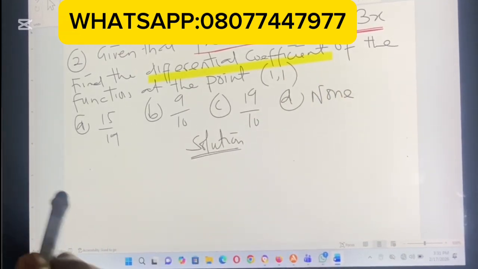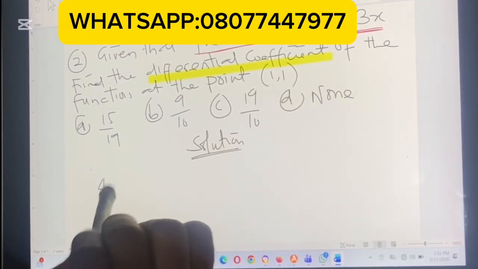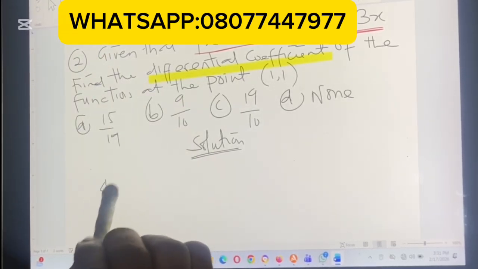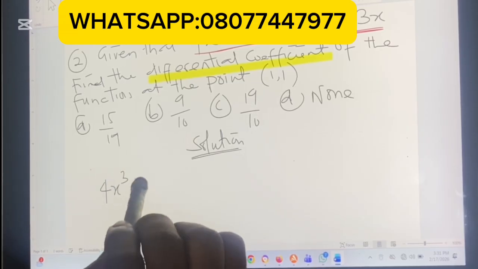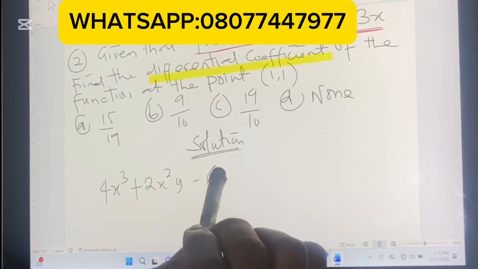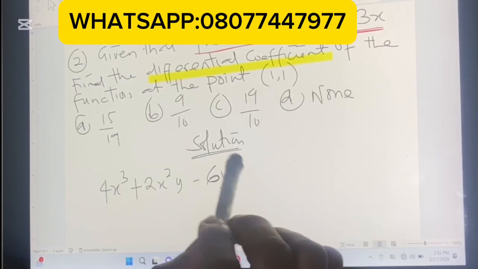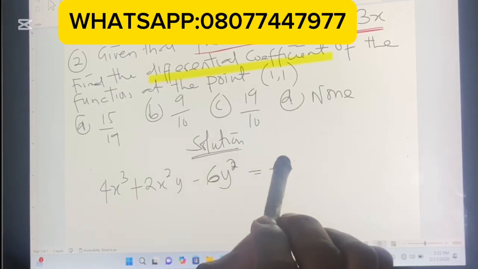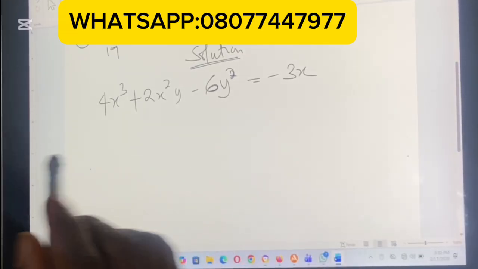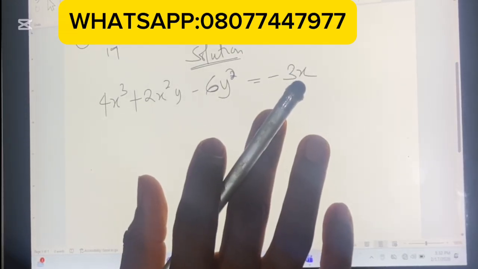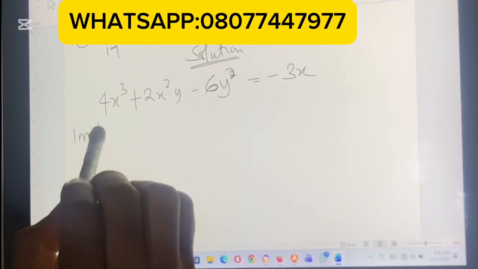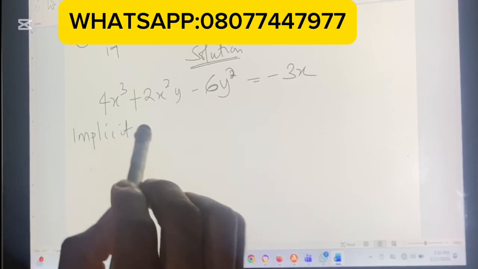Okay, now we have 4s raised to 3 plus 2s squared y minus 6y squared is equal to minus 3s. Now we are asked to find dy dx of this function, and we say that this function here is an implicit function because it consists of s and y.